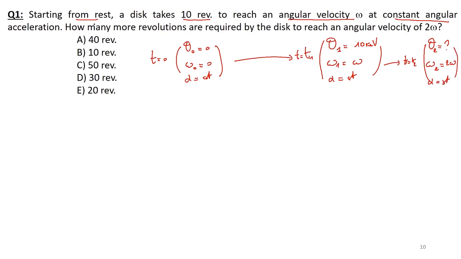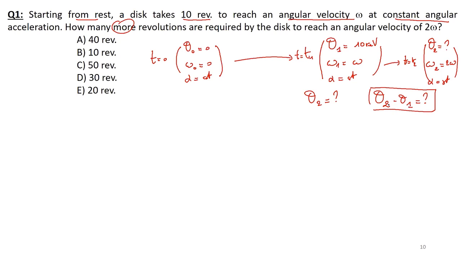But here's a question. I said, how many more? So basically, I'm not interested in the absolute value of theta 2. What I'm interested in is theta 2 minus theta 1, because the "more" has a meaning here. How many more revolutions? Basically, from t1, how many more revolutions do I need to go to theta 2? So in reality, it's not theta 2 I'm interested in. I'm interested in theta 2 minus theta 1.